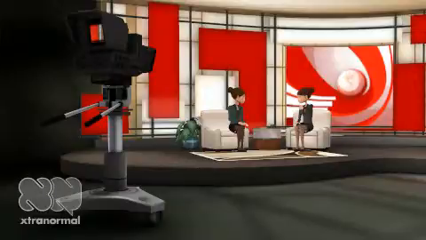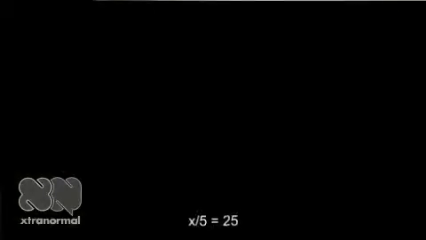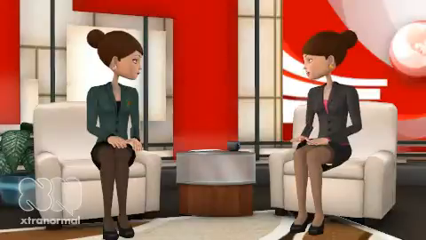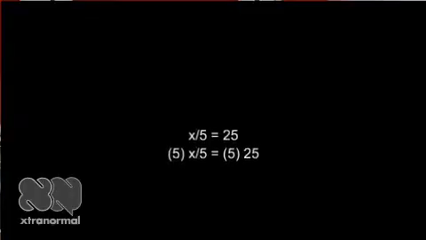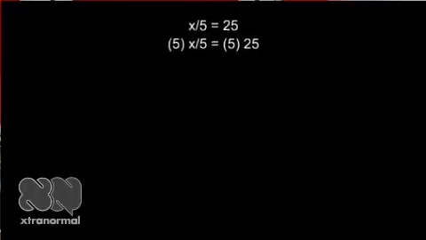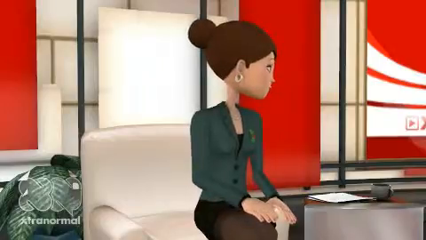Excellent. Try this one. x divided by 5 equals 25. I want to get x by itself. That means I need to do the opposite of dividing by 5. So, I will multiply both sides by 5. Yes, then what do you get?